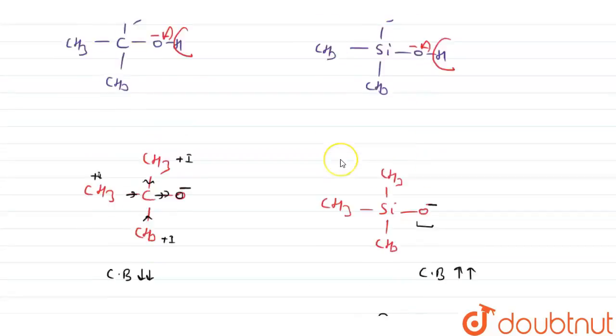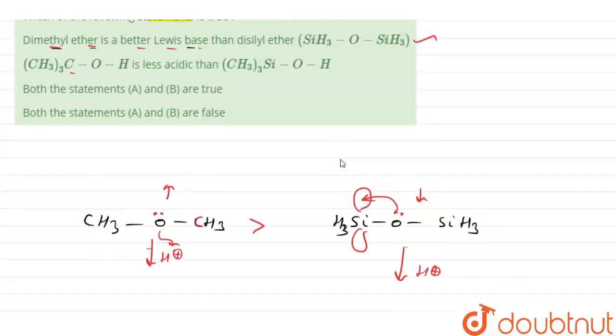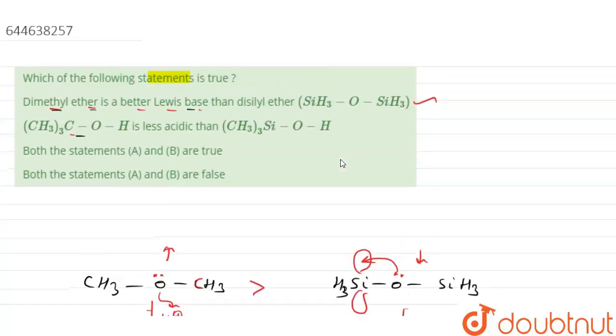So this statement is correct. (CH3)3COH is less acidic than (CH3)3SiOH, because the silicon compound is more acidic. The negative charge does back bonding in the empty d orbitals, so its conjugate base is more stable. If the conjugate base is more stable, then acidity will be high. So both statements A and B are true, and option C is correct here.